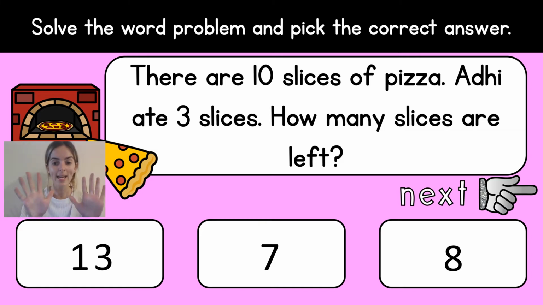There are 10 slices of pizza. Artie ate 3 slices. How many slices are left? Now your answers that you can choose from are 13, 7 and 8. So remember, when you're drawing your picture to solve this problem, you're starting with 10 and you're taking away 3. And remember, subtraction is always less and you are going backwards. You are counting back. So have a go, pause the video and then come back and we will solve it together.